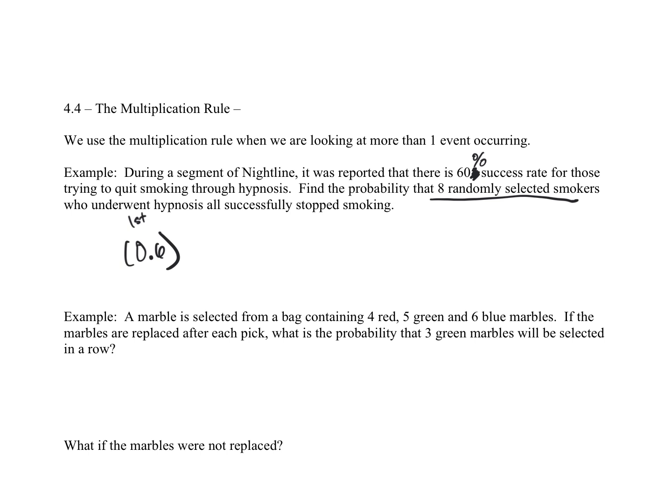Now, to find the probability that I select 2 people and both of them quit smoking, what I would do is multiply the 0.6 for each one of them. Now, we kind of talked about this first semester.